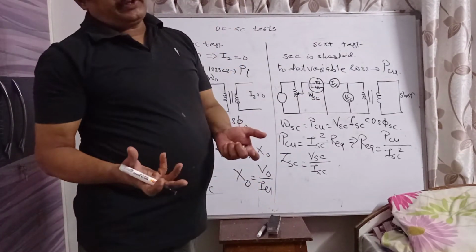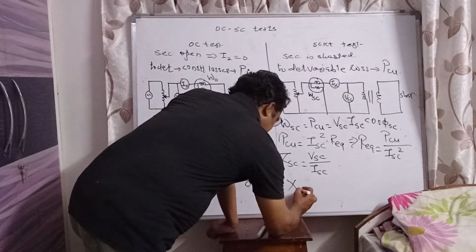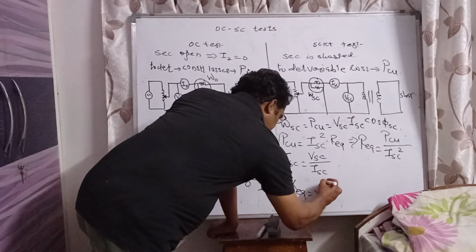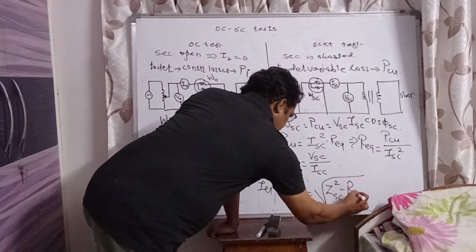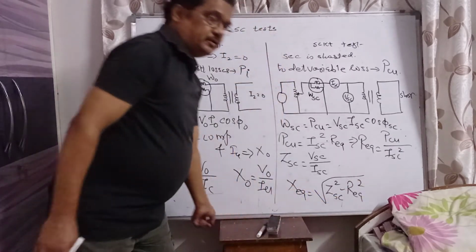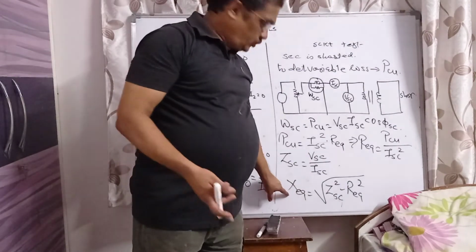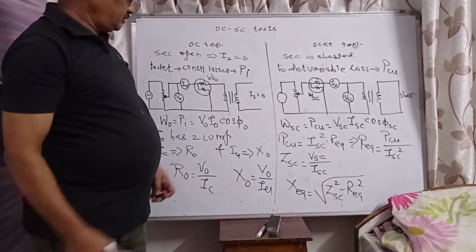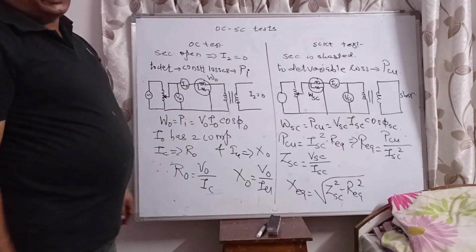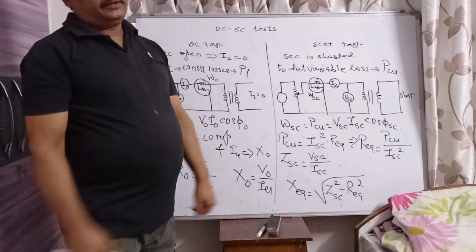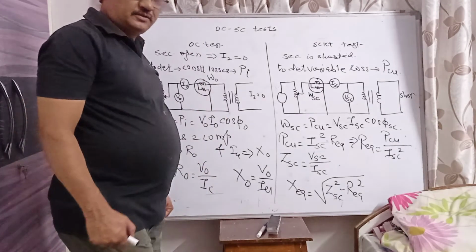And we know that Z is equal to under root R square plus X square. So X equivalent is equal to... Z is under root of R square plus X square, so X is under root Z square minus R square. So these components are calculated from the open circuit and short circuit tests. So this much you have to write when a short note on the open circuit and short circuit test is asked.